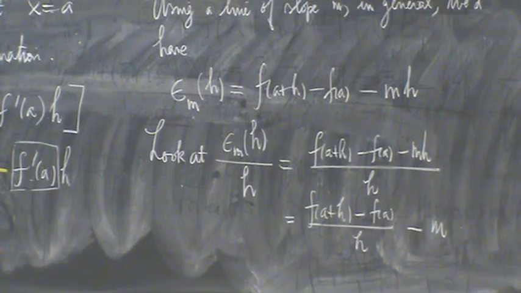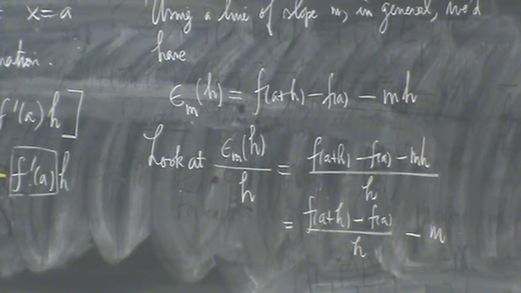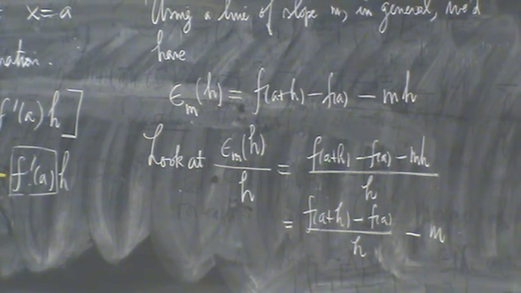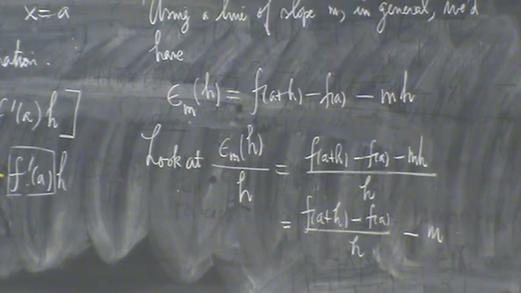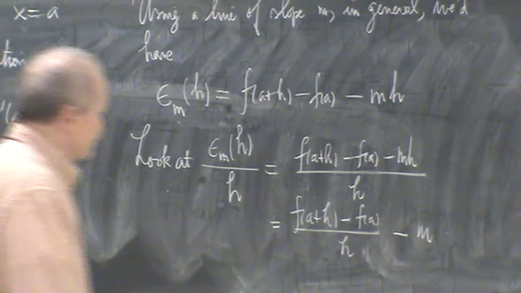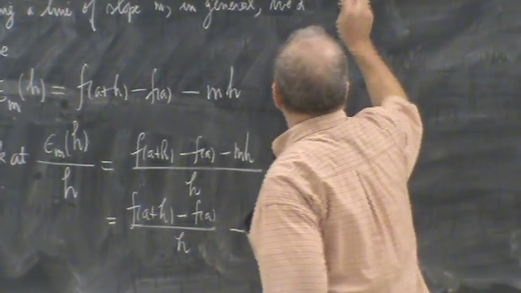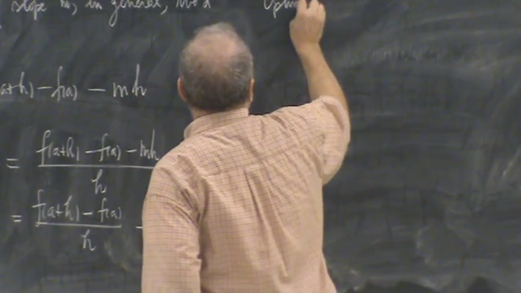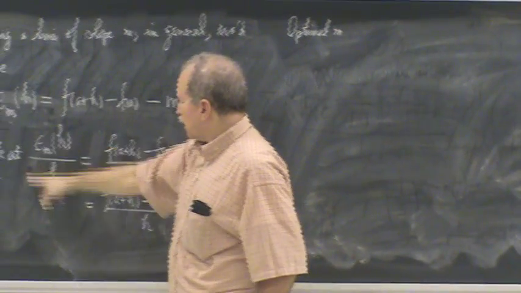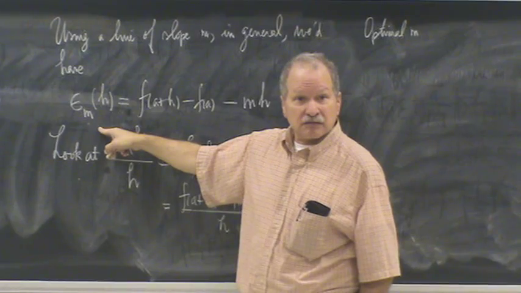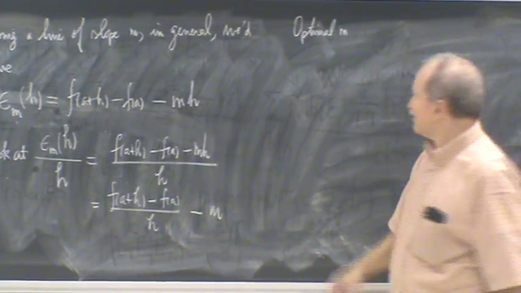So what choice of m is going to make this relative error smallest as h goes to 0? f prime of a, that actual thing. So the optimal m should mean that this limit is as small as possible. And 0 is about as small as I can think of.